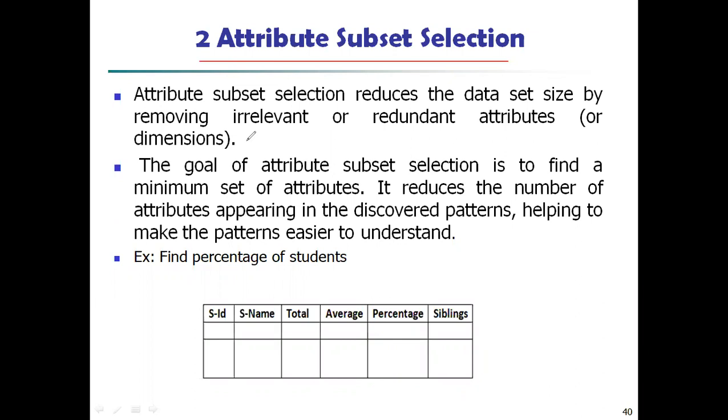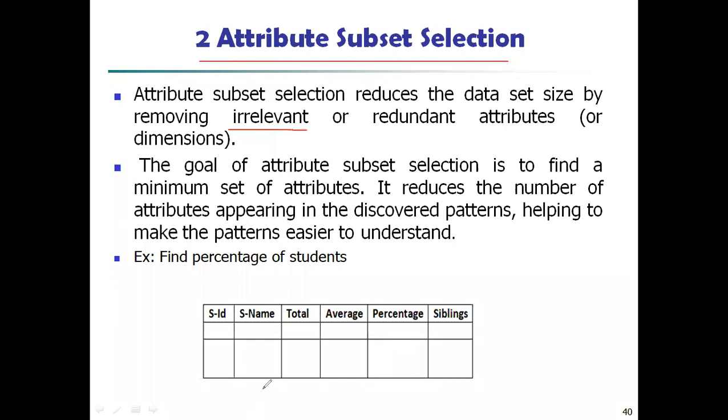How are we going to choose? How and why are we going to reduce the attributes? Because of two reasons. The first reason may be that particular attributes are irrelevant to that particular table.